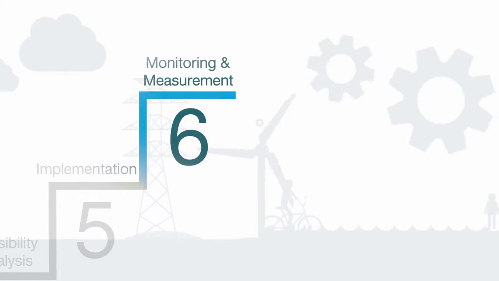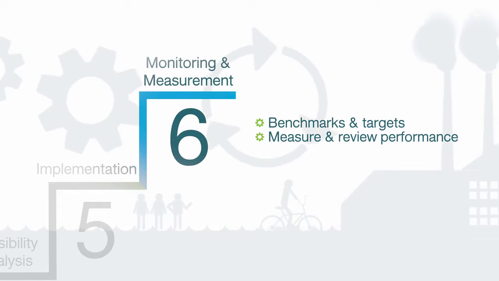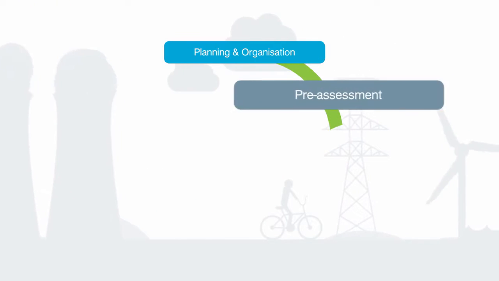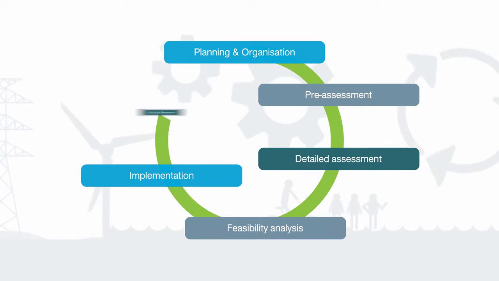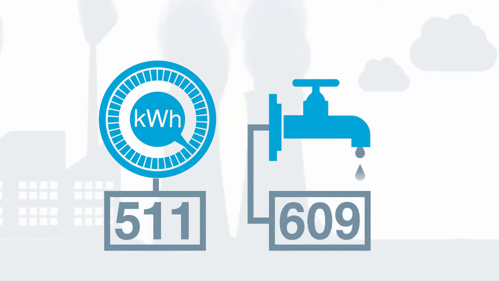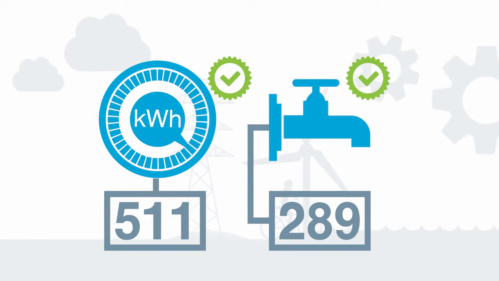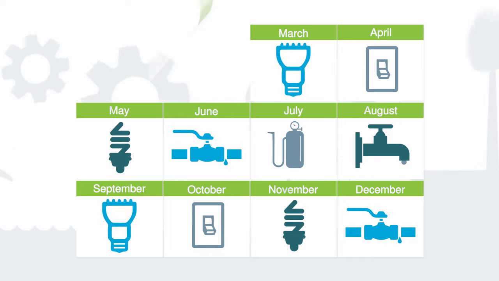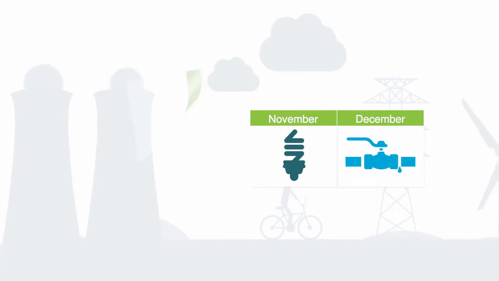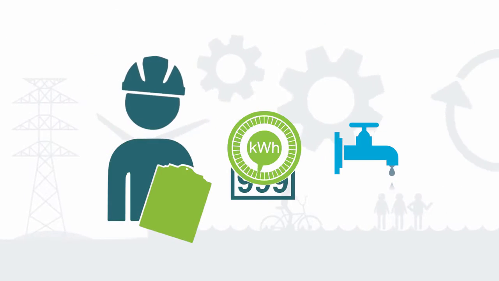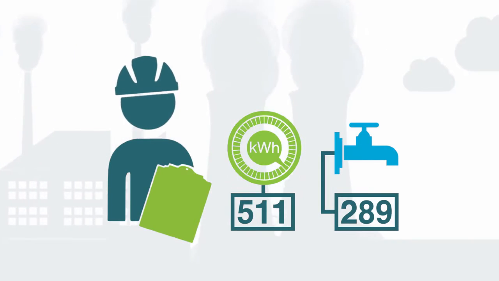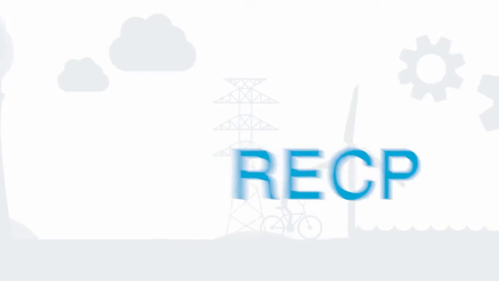Stage 6. Monitoring and measurement is the final stage of the RECP implementation process. Before restarting the cycle of continuous improvement, monitoring and measurement involves the setting up of benchmarks and target indicators against which performance can be measured and tracked. These targets and indicators are reviewed typically on an annual basis and revised in line with the performance against them. The monitoring, measurement and review of targets and indicators ensures that implementation practices sustain long-term, continual, resource-efficient and cleaner production performance improvement.